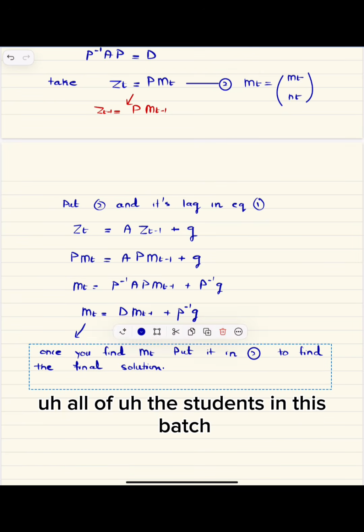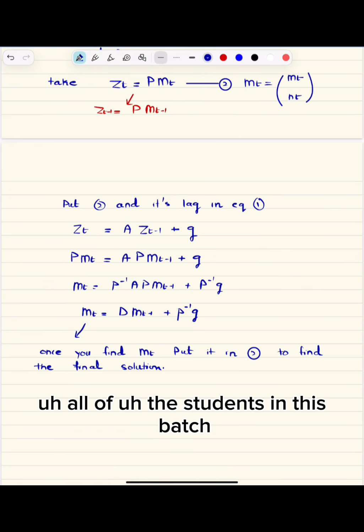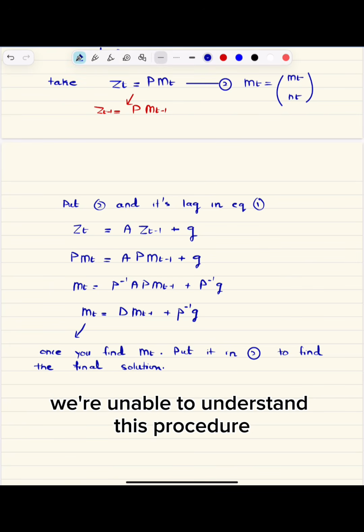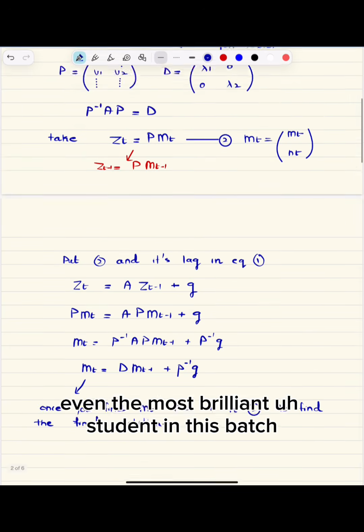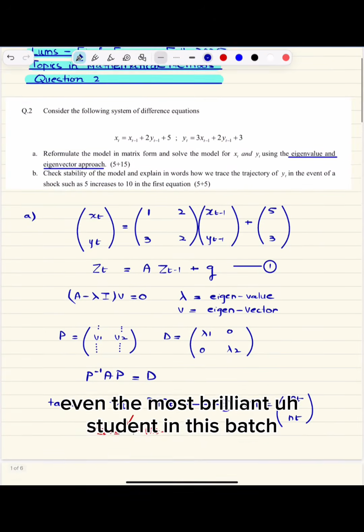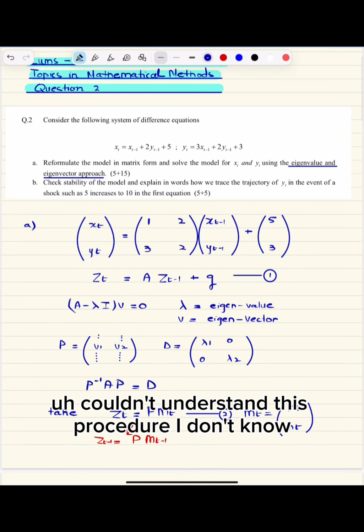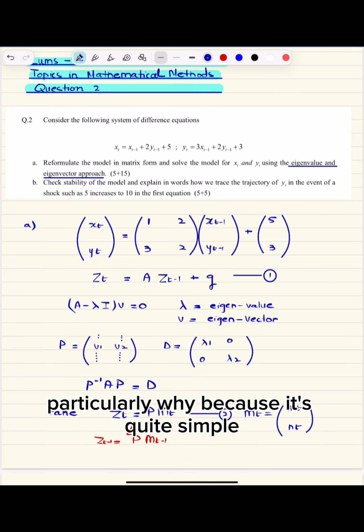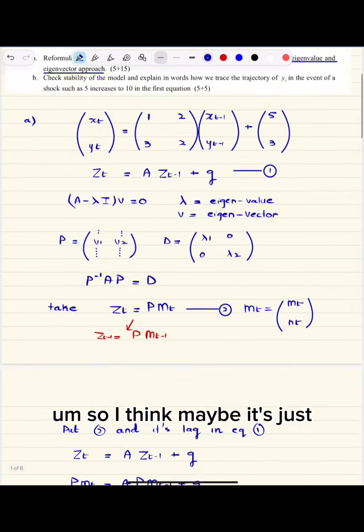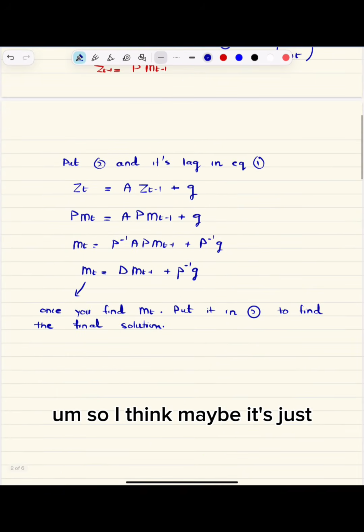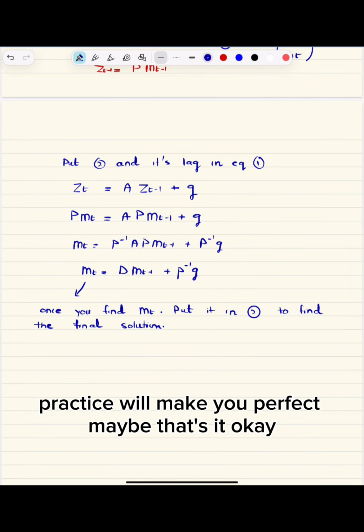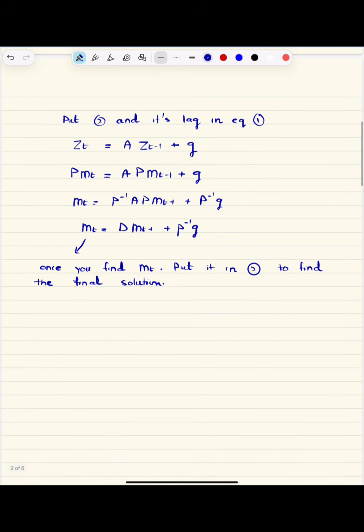All of the students in this batch were unable to understand this procedure. Even the most brilliant student in this batch couldn't understand this procedure. I don't know particularly why, because it's quite simple. So I think maybe it's just practice will make you perfect. Maybe that's it. Okay, so let's start.